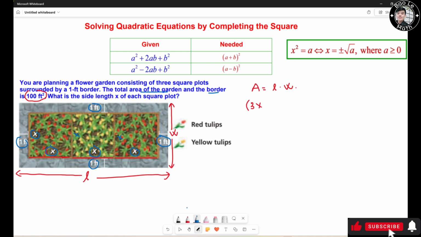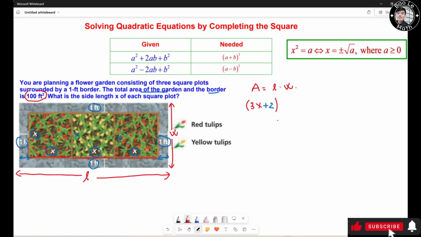Now, don't forget the border right here. From here to here, it's going to be 1 foot. And from here to here, it's going to be another 1 foot, right? So total is going to be 2. So I need to add 2 right here.